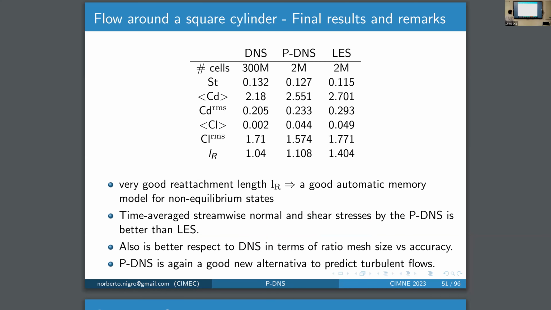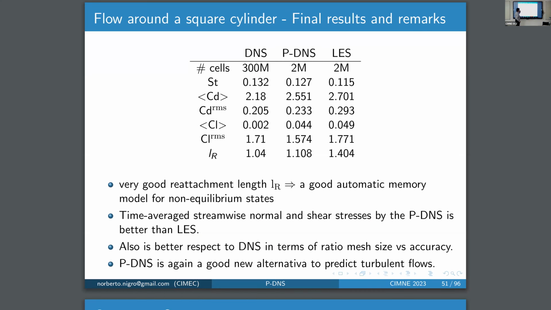So this is a summary of the different methodologies: DNS with Strouhal number, with CD, root mean square, CL, the same for CL, and this is important.